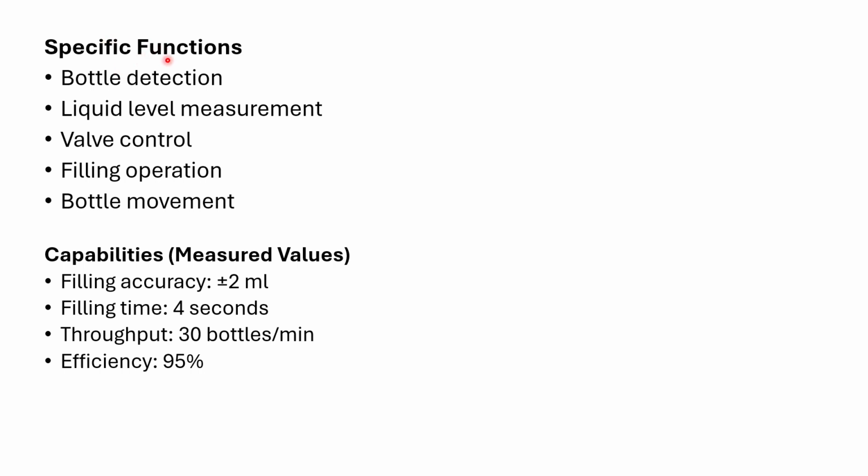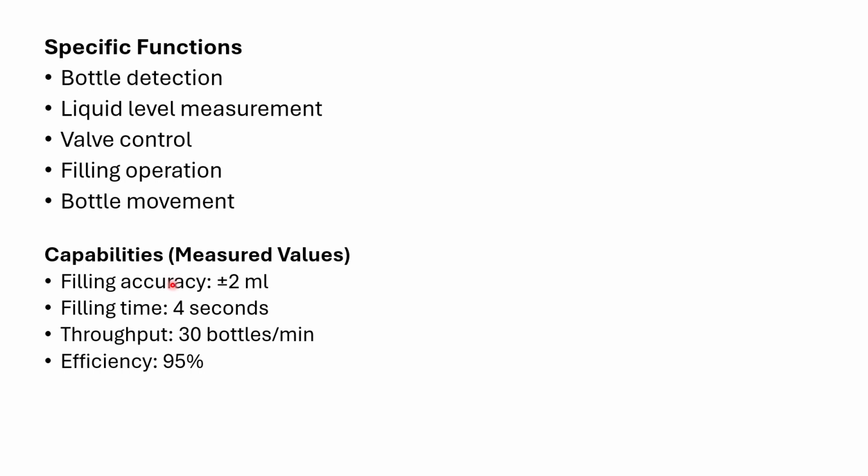Next is the functional model. The functional model defines what the system does. In the bottle filling system, the major functions are bottle detection, bottle positioning, liquid filling, conveyor movement, flow control, and system monitoring. There are many functions included in the automation system. These functions describe the operations performed by the automation system.